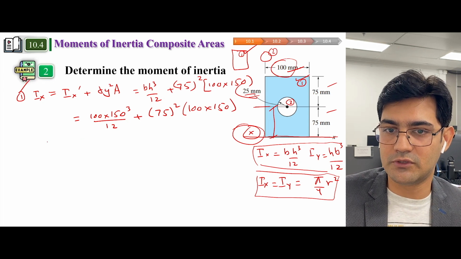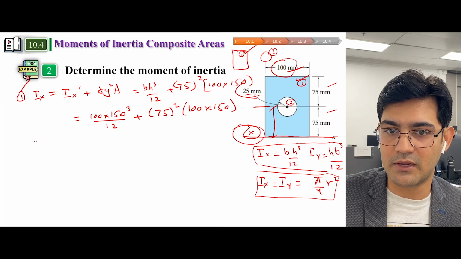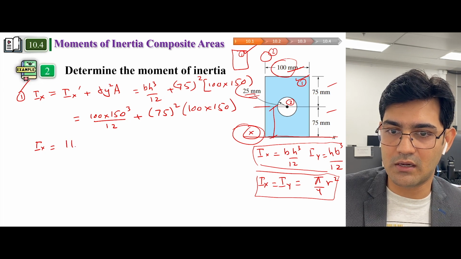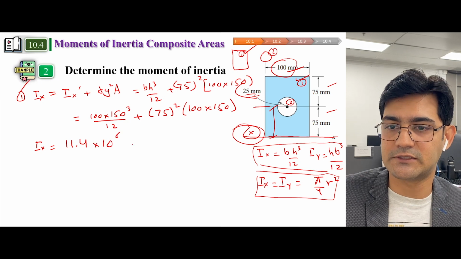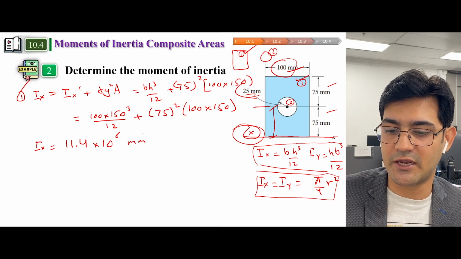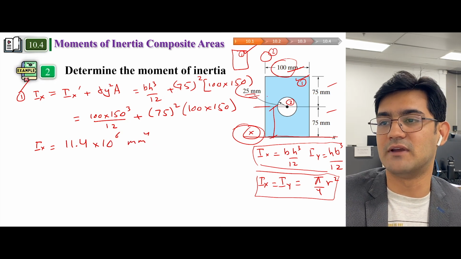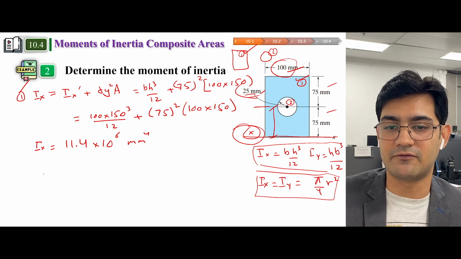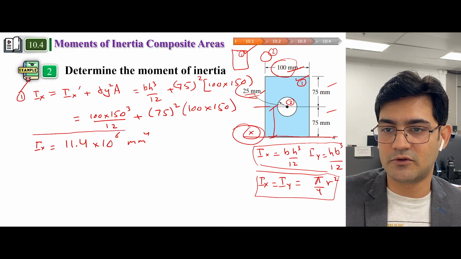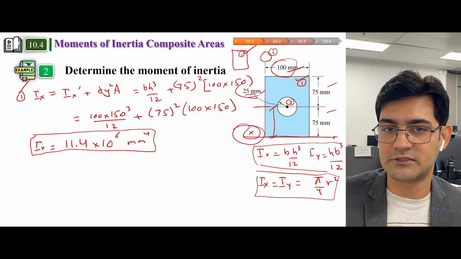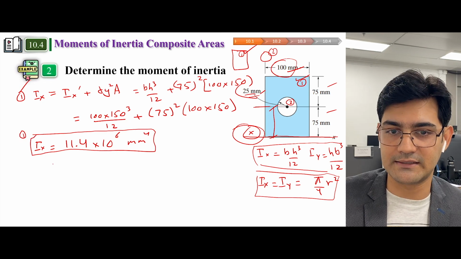So if you do the math, you can calculate Ix is equal to 11.4 into 10 to the power 6, and the unit of moment of inertia is millimeter to the fourth, because all these values are in millimeters. So that's the moment of inertia for segment 1 along the x-axis.